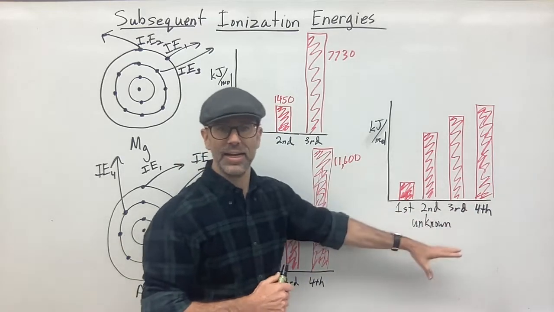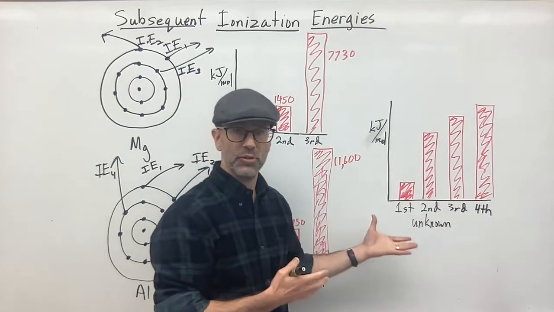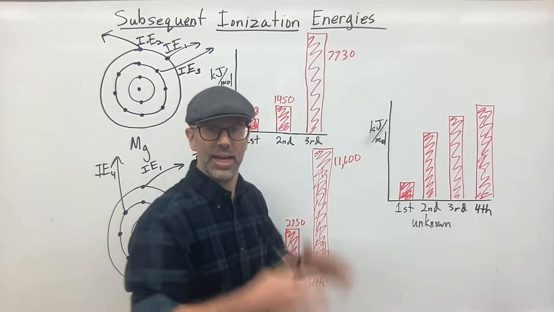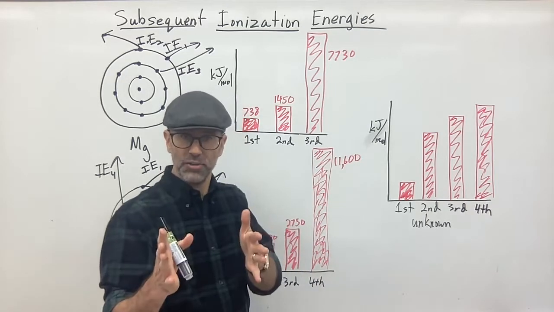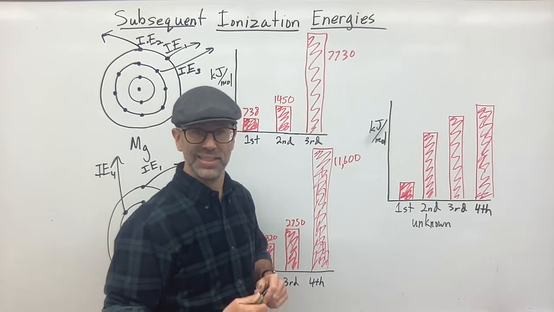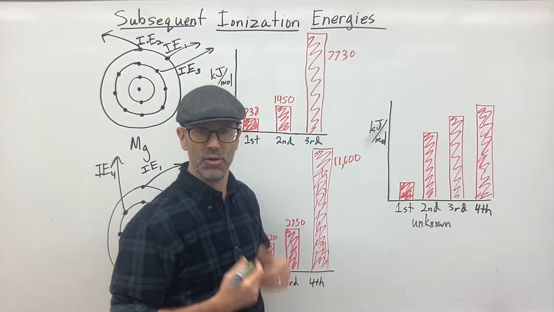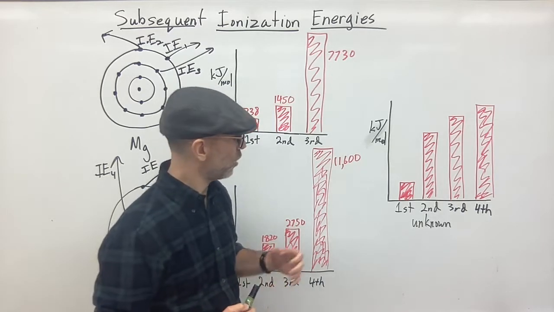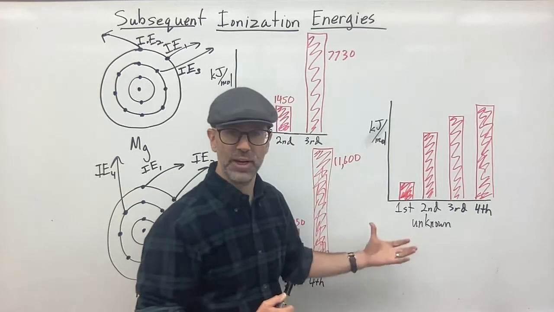So I can identify from this graph how many valence electrons this atom has. Can you? Pause the video for a moment, and see if you can figure out how many valence electrons this element or this atom has. Okay, so you're back. Have you figured it out?